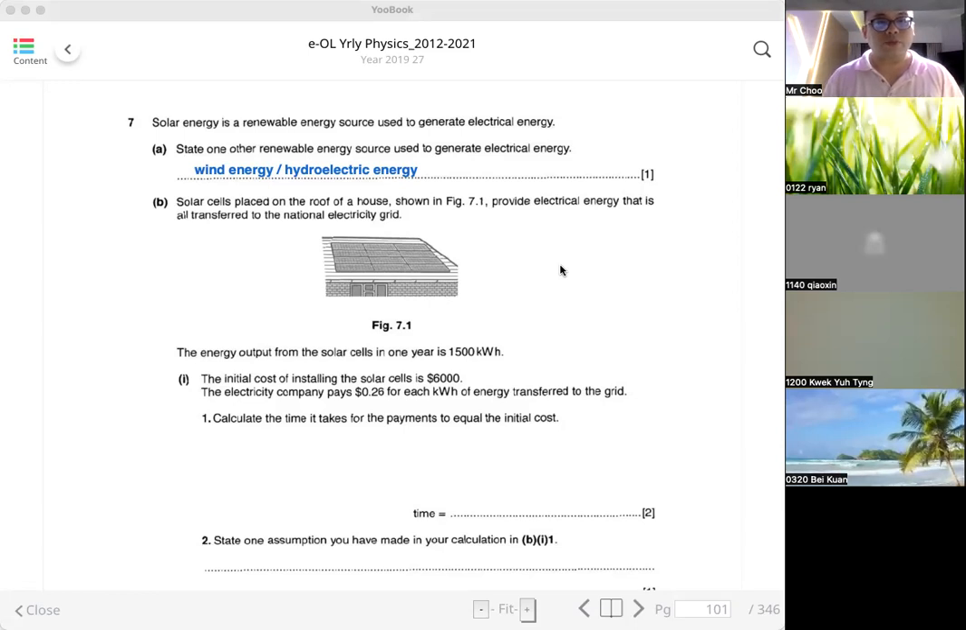Okay, so for you, you actually decided to invest in solar cell. It cost you $6,000. So how long does it take for you to break even? How long will it take for you to break even?